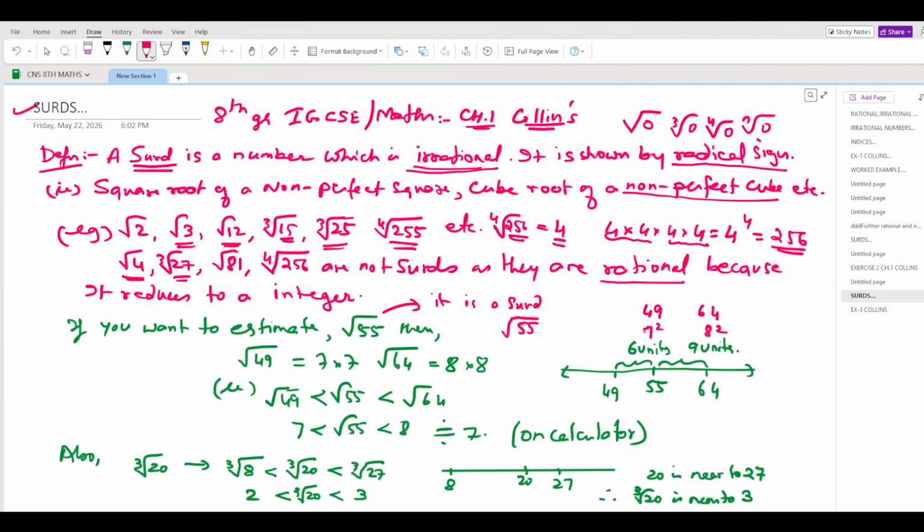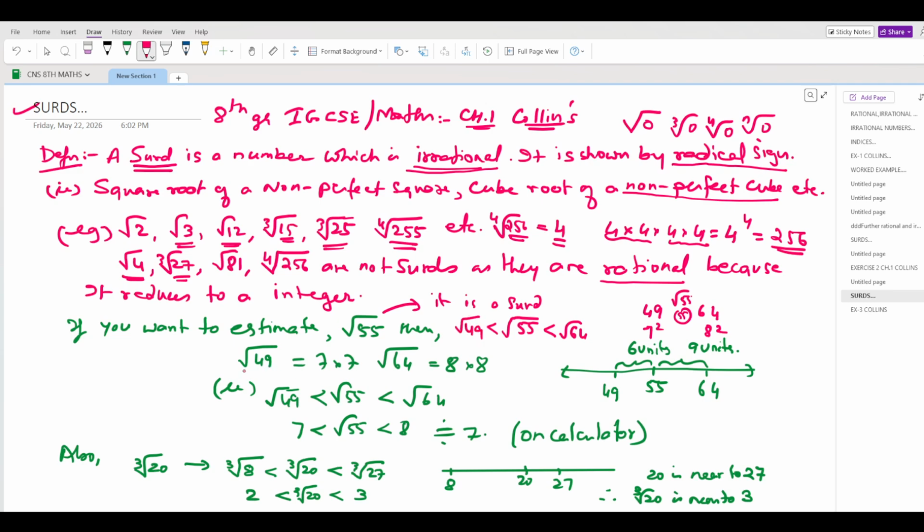Okay. Now can you see 7 squared and 8 squared? 7 squared is 49, 8 squared is 64. Now, in between these two, you will have a number which will be square root of 55, because 55 is a number between 49 and 64. So you have to choose one perfect square on the left and one on the right of 55. On one side, there should be a perfect square bigger than 55. On the other side, there should be a perfect square less than 55. So root of 55 lies between root of 49 and root of 64.